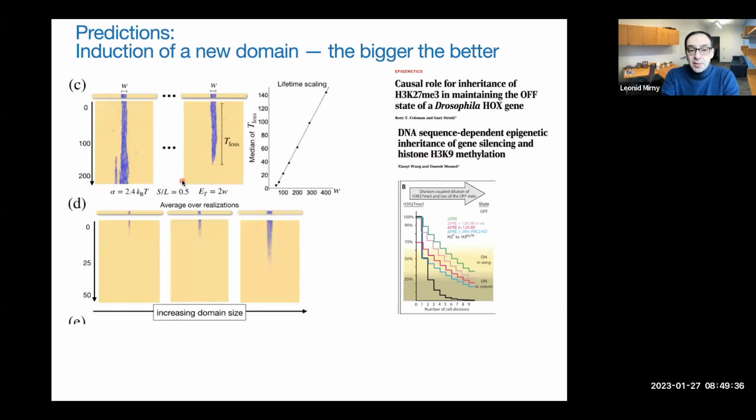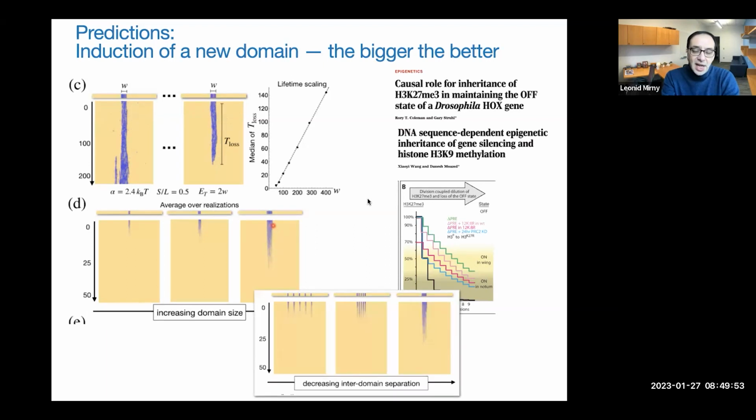The model also makes some interesting predictions. For example, that if you ectopically introduce a labeled region, the larger the region, the longer it will last. This assumption can in principle be tested experimentally. There were some works along this line, but they impose these marks for relatively short regions, so somebody should measure this systematically.